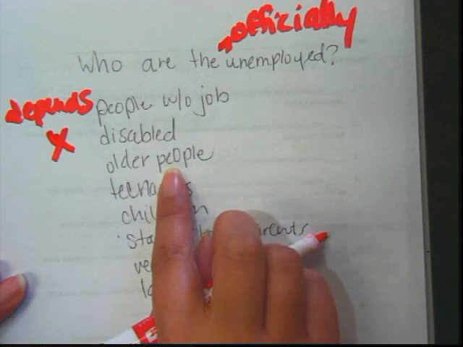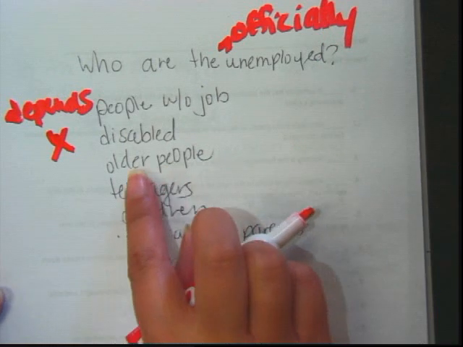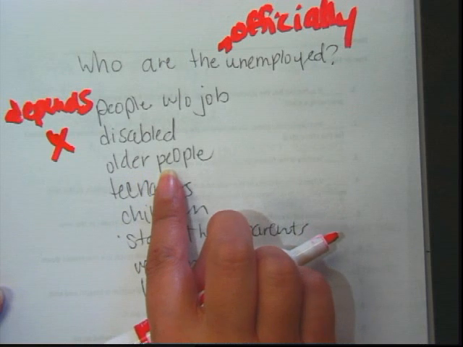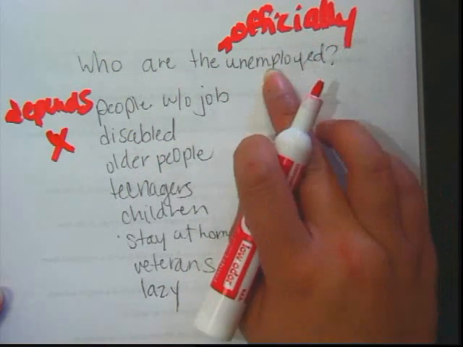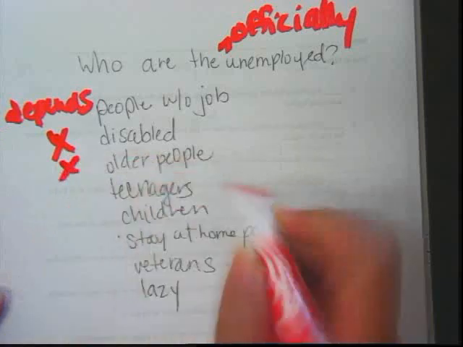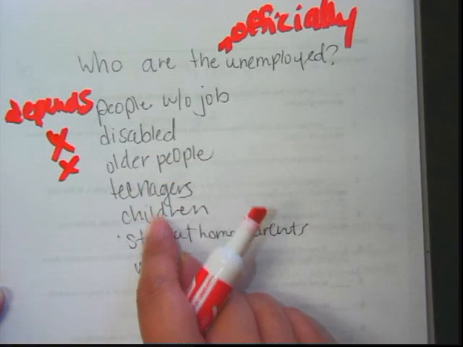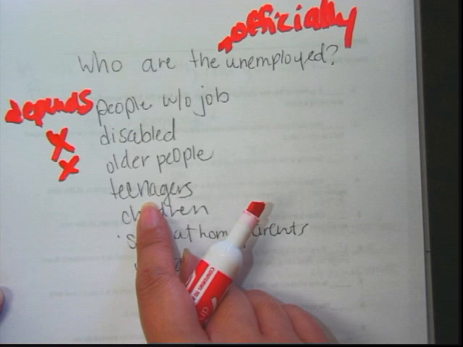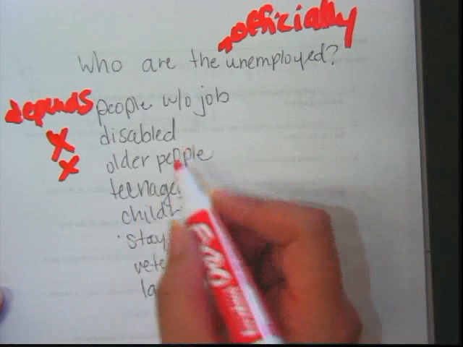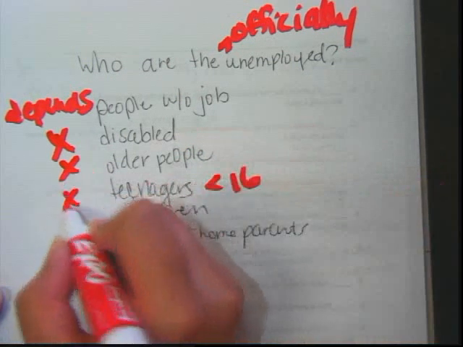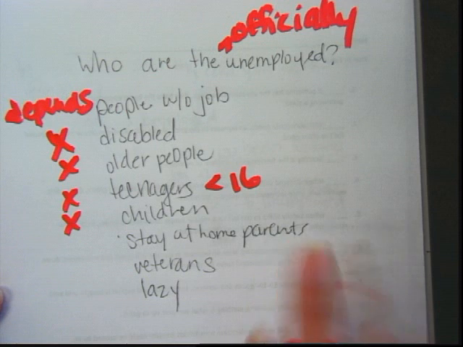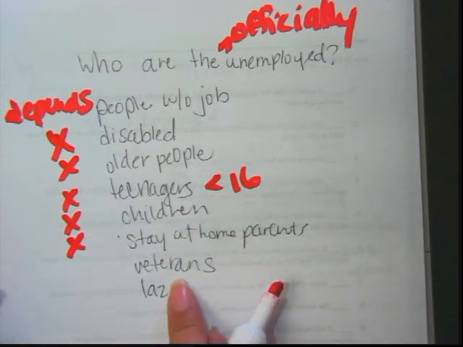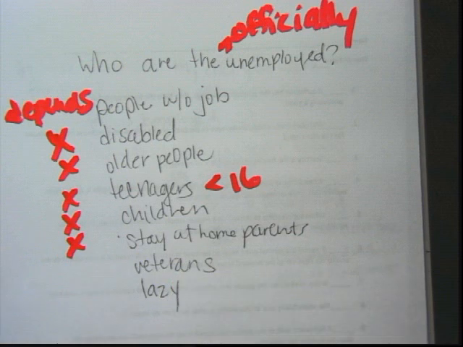Okay, older people. I can't remember who said this, but if you were thinking of somebody who was retired, an elderly person, and they have retired on purpose, are they going to be officially unemployed? No, because they're not going to be looking for a job. So teenagers and children. Whoever said this, were y'all thinking of people under 16? I know we can have teenagers older than 16, but if you were thinking of people under 16, you're not working yet. Stay-at-home parents, officially unemployed? No. Veterans? Okay, depends, right? If they're looking for a job or not.